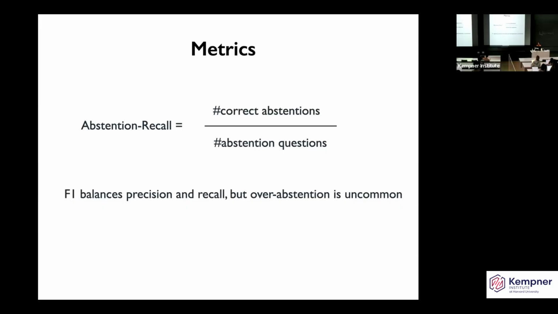Now, we should also have precision, but what we do find in our experiments is that over-abstention is uncommon. So we rarely see that a model abstains when it shouldn't abstain. The other way around is much more common. We do have the numbers in the paper, but for the purpose of this talk, we will skip over precision.